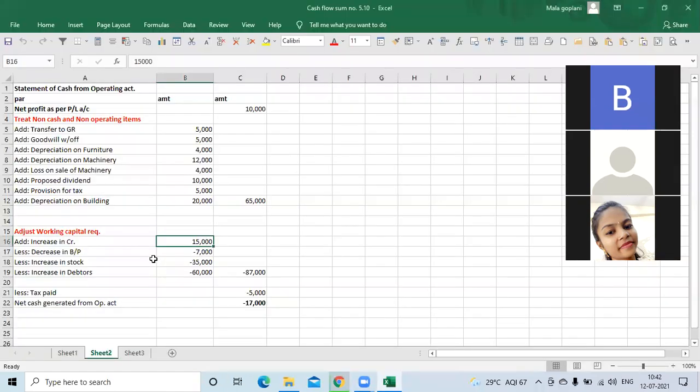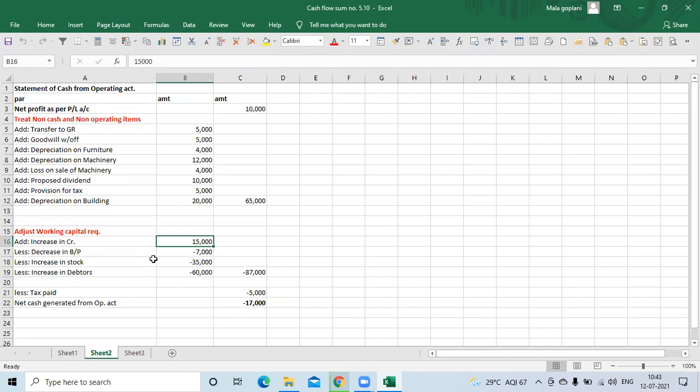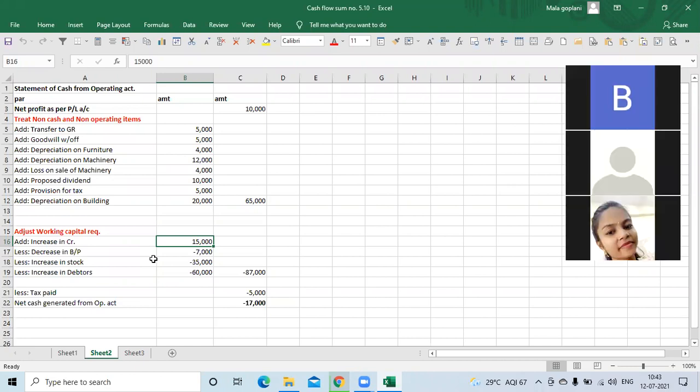Adjust working capital, less decrease in bills payables. Because it is decreasing, it will be deducted. Bracket में ना, ma'am. Yes, bracket, very good. Why will it be deducted? Because current liabilities have an inverse relation with cash. And bills payable is my current liability only. Did you get this much? Yes, ma'am. Very good.